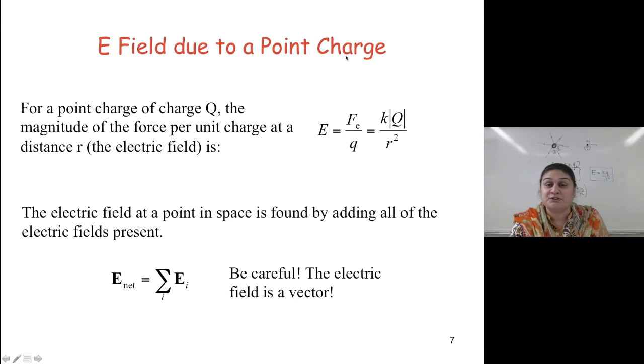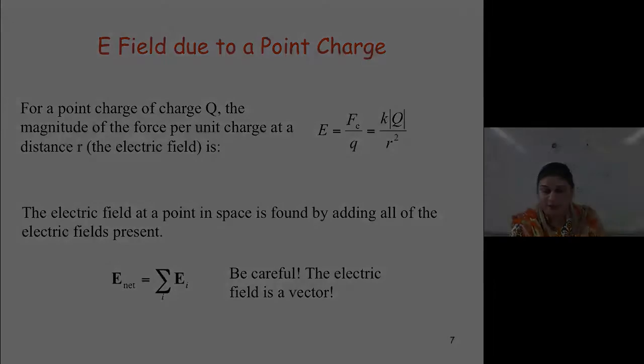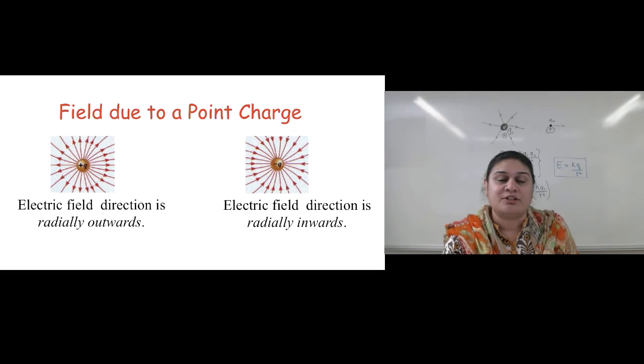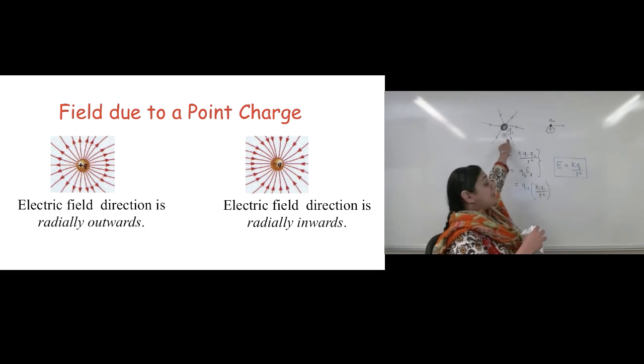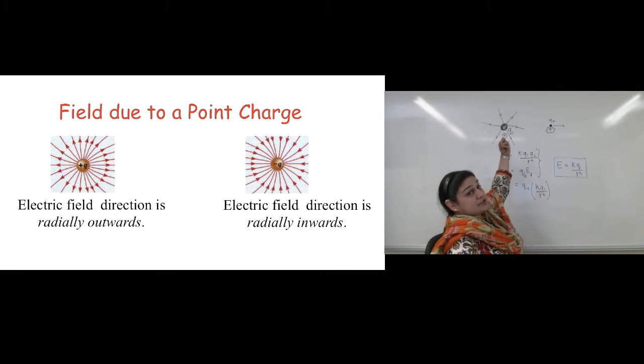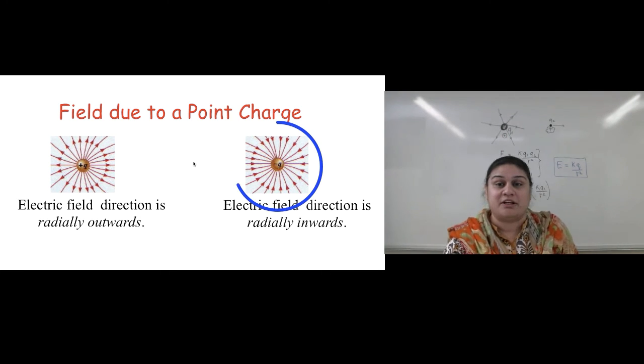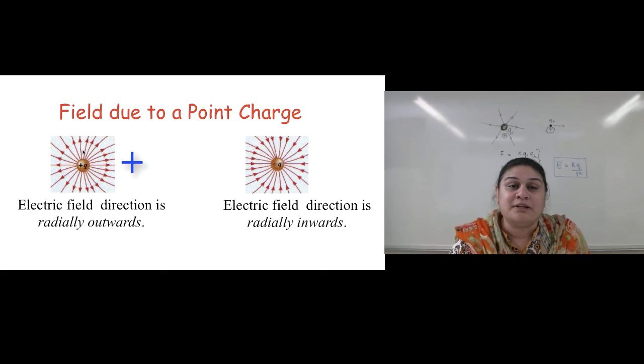So the electric field due to a point charge is given by KQ over R squared. Remember, electric fields are vectors. Fields are vectors, so they have to be added and subtracted as vectors, not scalars. I talked about this before. If this is a positive charge that we were talking about here, the field is going to be radially outwards. However, if it is a negative charge, the field is going to point inwards, as shown over here. So a field going outwards is positive, a field coming inwards is negative.